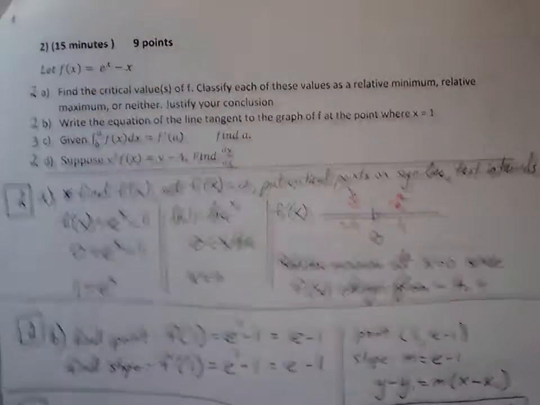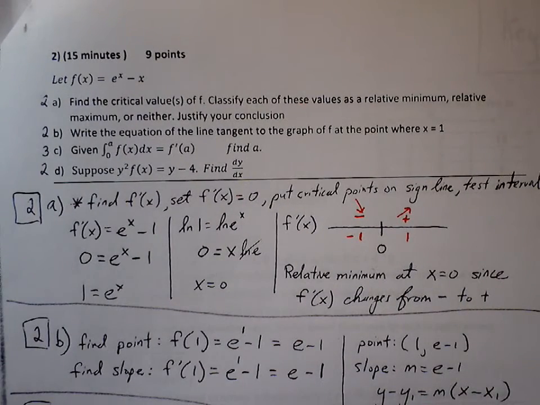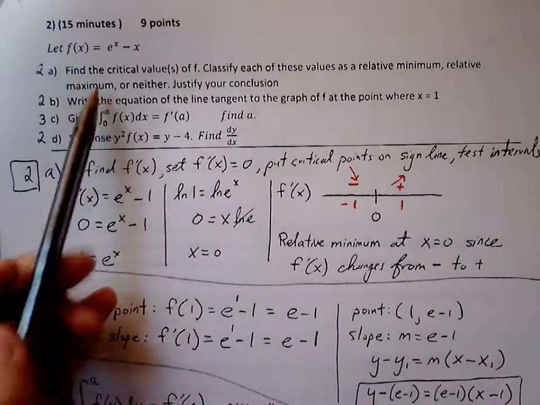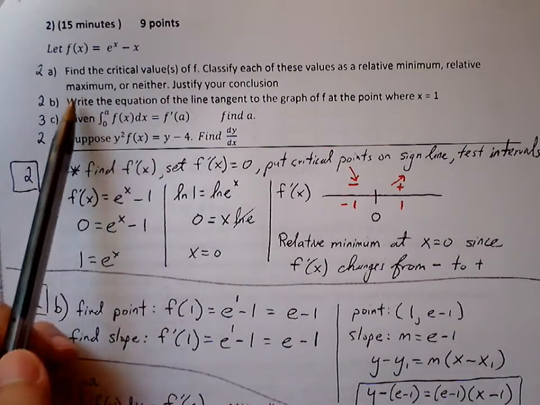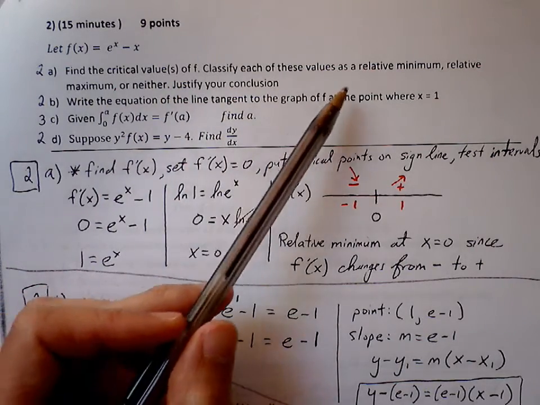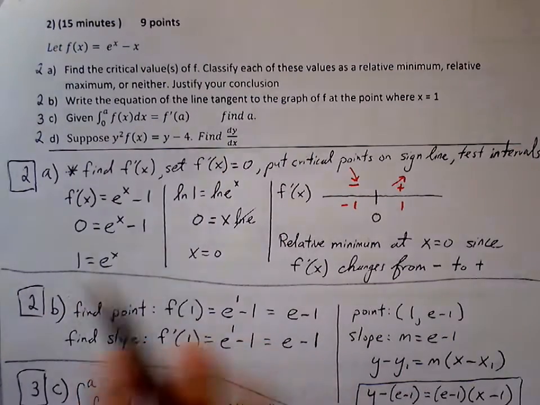Okay, so this is the mock AP exam 2020. This is number 2 off of the mock exam number 2. We have a function that's defined as e to the x minus x. Part A says find the critical values of f. Classify each as a relative minimum, relative max, or neither, and then justify your conclusion.